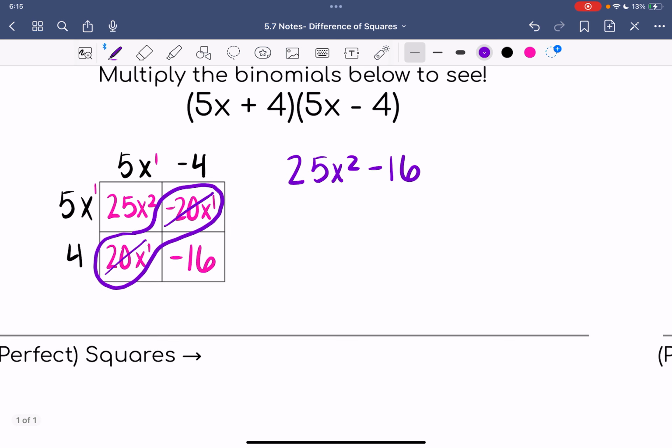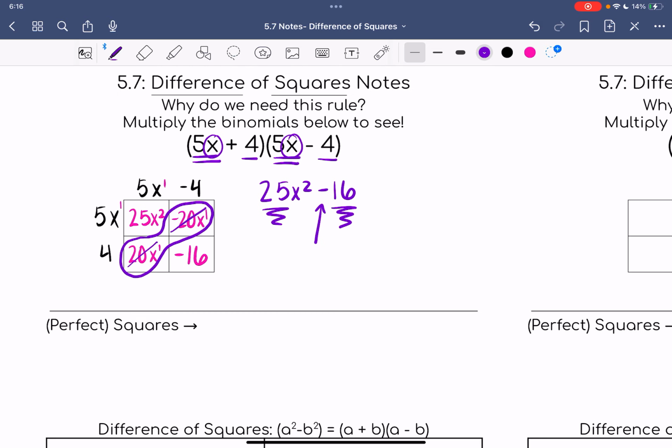A couple of things you can notice. 25 is a perfect square. It is 5 times 5. 16 is a perfect square. It is 4 times 4. So this is a difference, subtraction, of two perfect squares. Those squares are 5 times 5, which is 25, x times x, which is x squared, and 4 times 4, which is where we get the 16 from. So that is the special rule that we're going to use today.